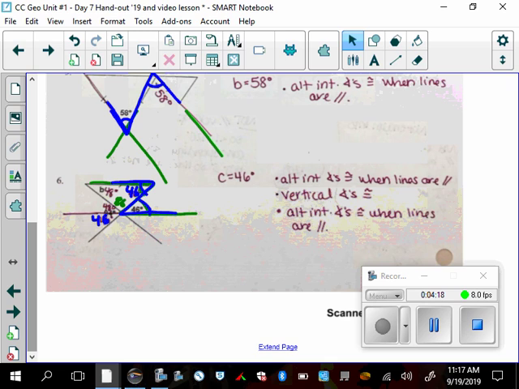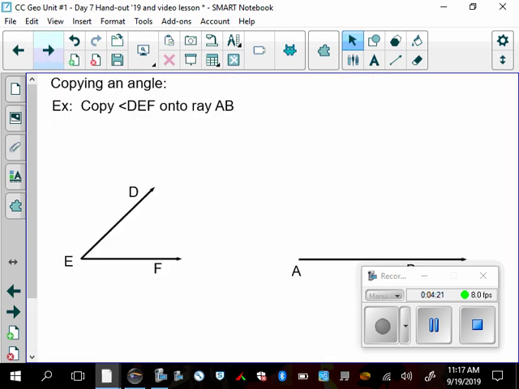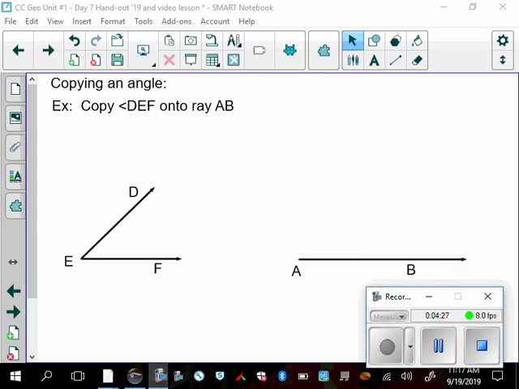Okay, so save this homework for next week so that I can go over it with you if you have specific questions, but we are now going to go to the handout of how to copy angle DEF onto this ray. So I want you to read the steps, and then as I explain it, hopefully they make sense. Okay, so the first thing that I do is I anchor at the vertex.